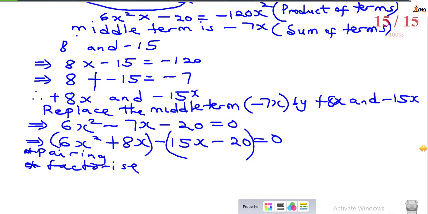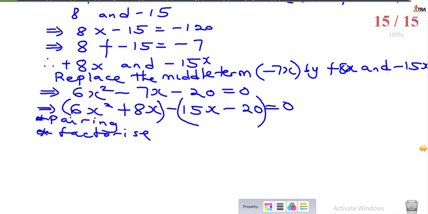So let's factorize. Factorizing this expression, we look at the bracket. What is common in that bracket should be 2, because 2 can divide 6 and can divide 8. And what is common again as a common factor there is x, because x appears in both. So 2x is common. So I bring this out.